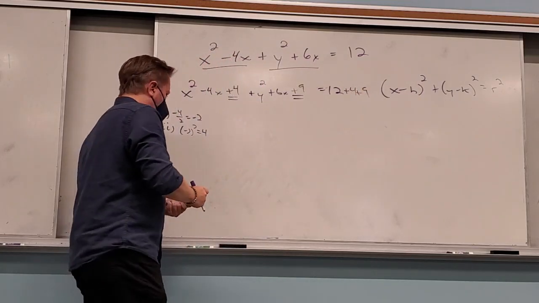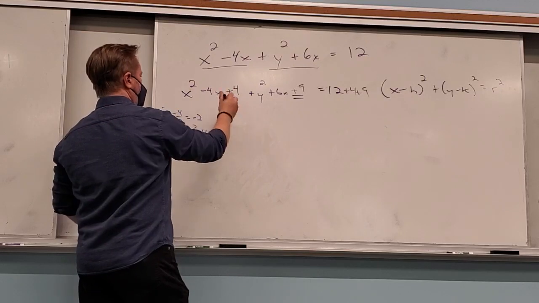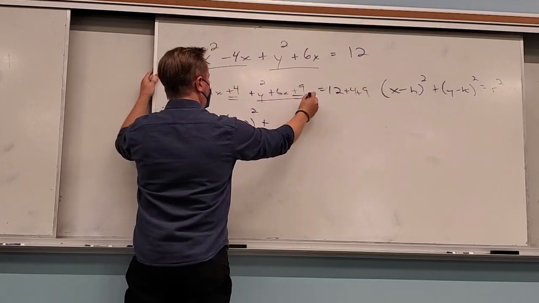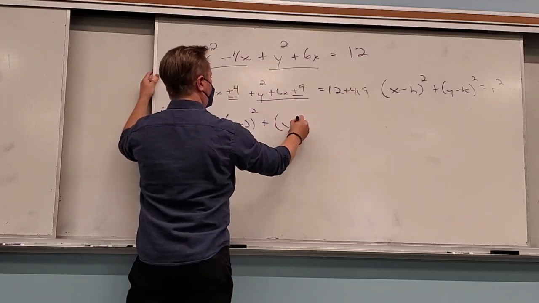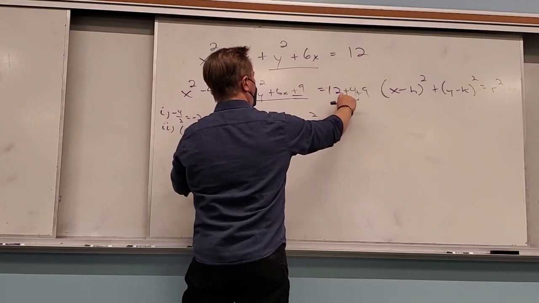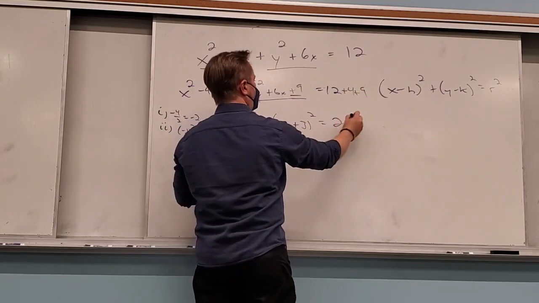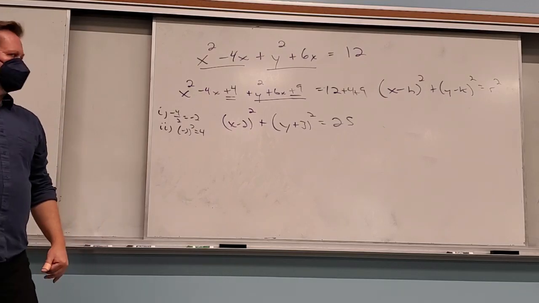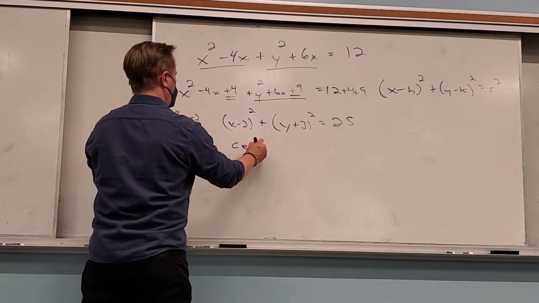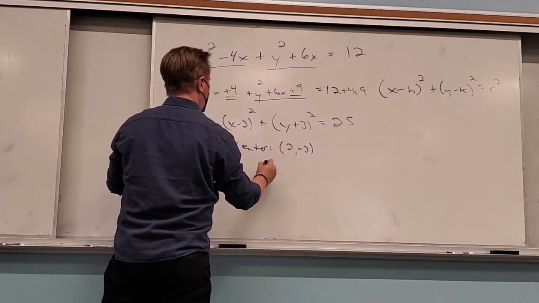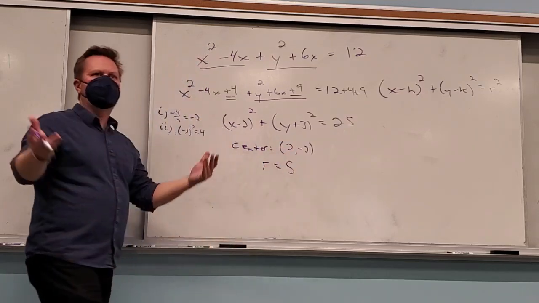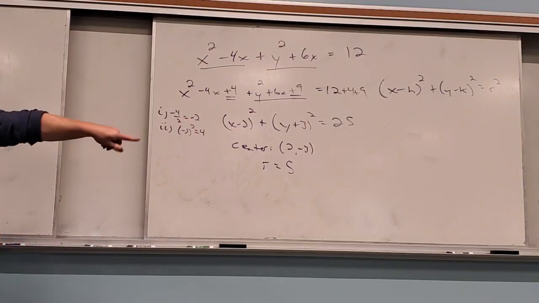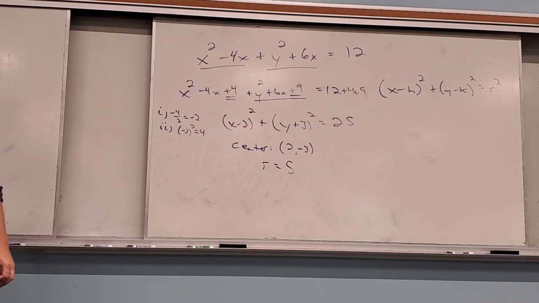All right, let's see if Jeff made something good. So how do I factor this? Well, that's easy. x minus 2 squared. How do I factor this? Half of 6 was 3. y plus 3 squared equals 12 plus 4 plus 9. 25. Yay, Jeff! So what's the center of this? Yeah, center is 2, negative 3. What's the radius? 5. So I'm not going to make this graphic, but you could graph that pretty easy, right? Indicate the center and then go out 5 in all directions.